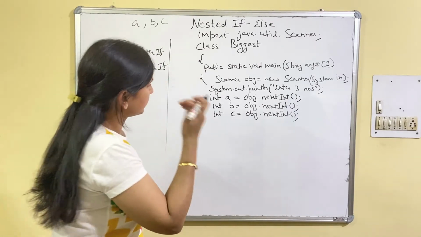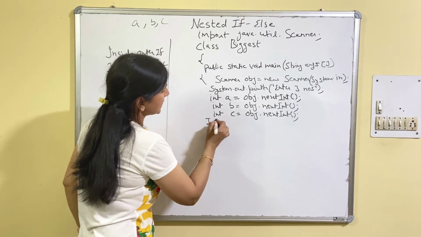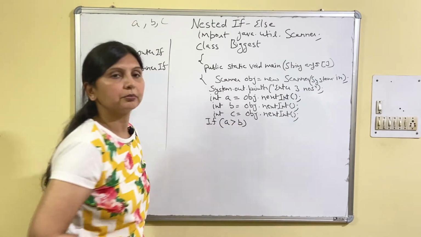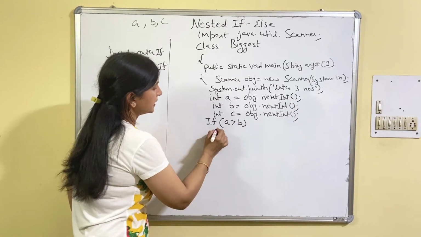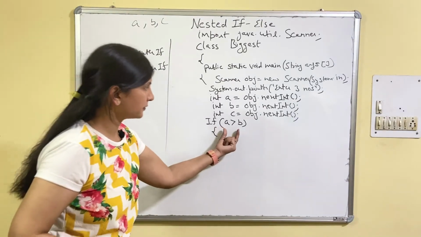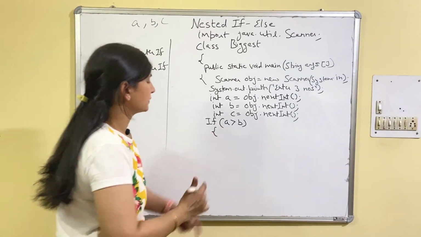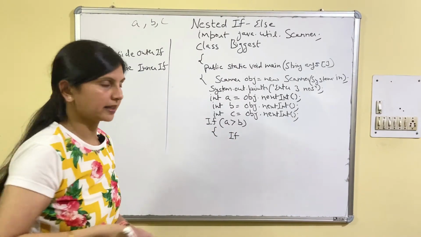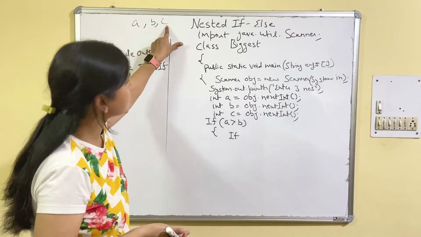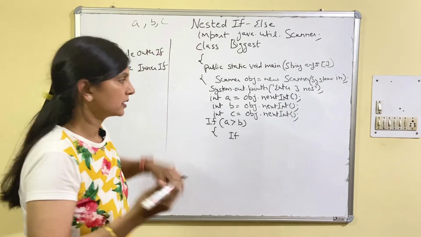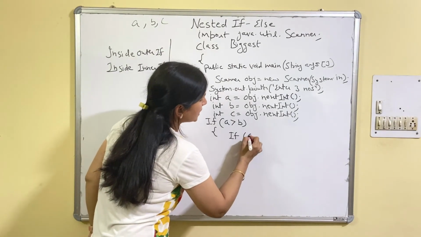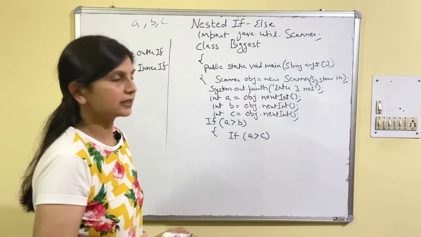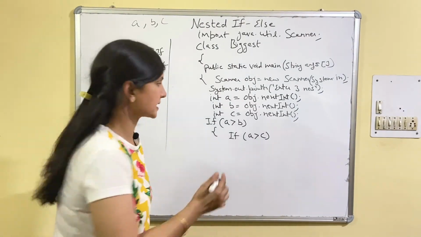So like I said, first we will check if a greater than b. Fine. If a greater than b, if this is true, then it will enter inside and check. अगर a b से बड़ा है, तो हम क्या चेक करेंगे? a c से भी बड़ा है या नहीं. So for that we will use the condition if a greater than c. Fine. Then only a will be greatest.